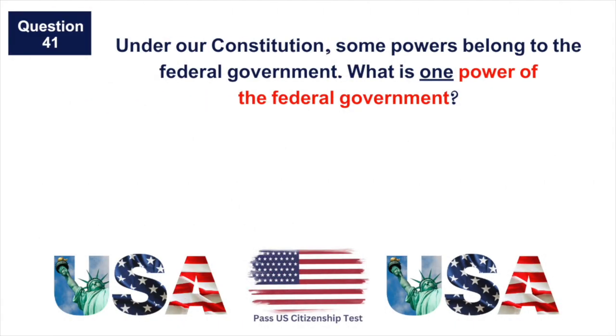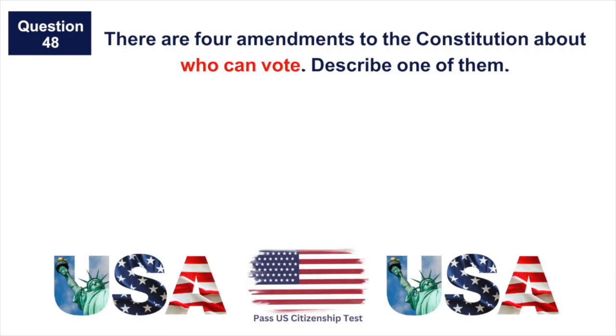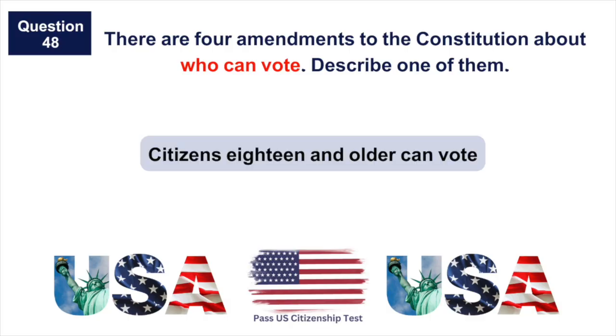Under our Constitution, some powers belong to the federal government. What is one power of the federal government? To print money. There are 4 amendments to the Constitution about who can vote. Describe one of them. Citizens 18 and older can vote.